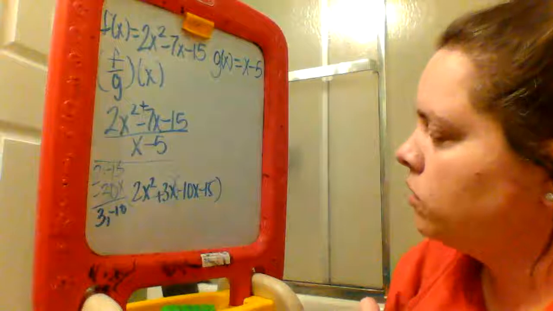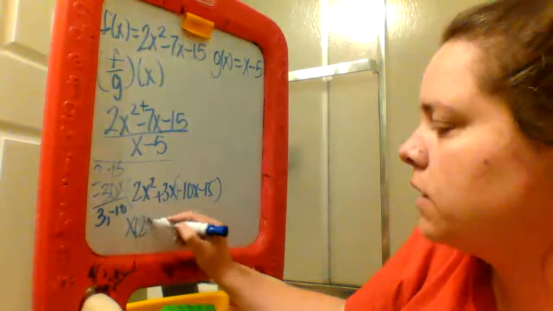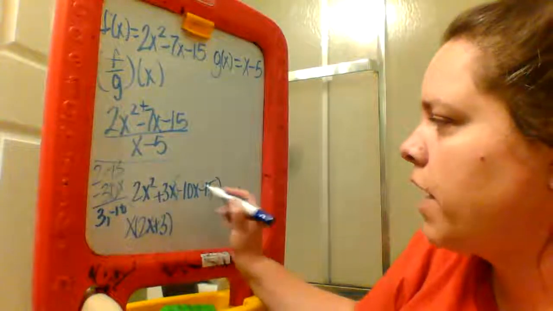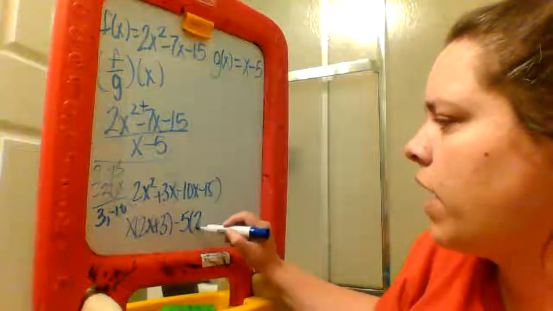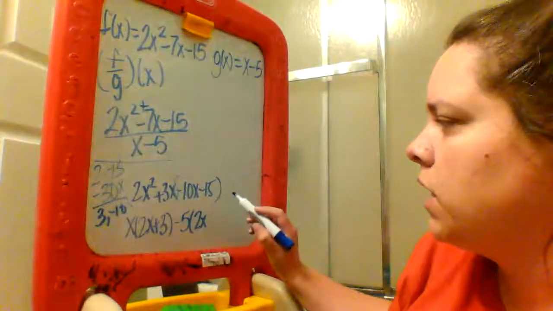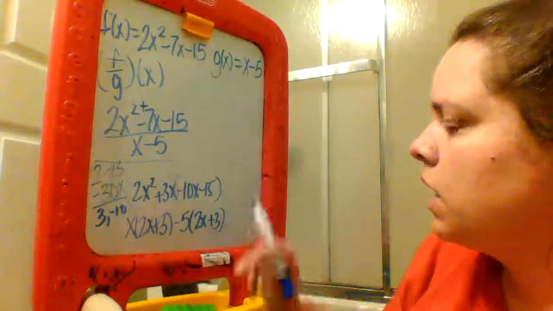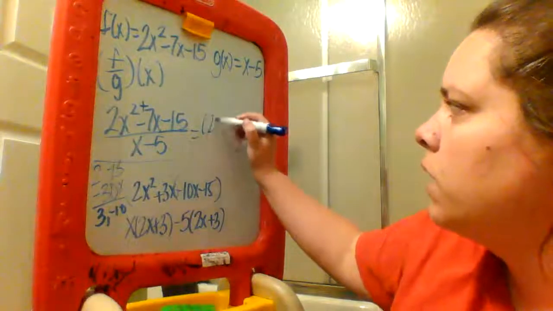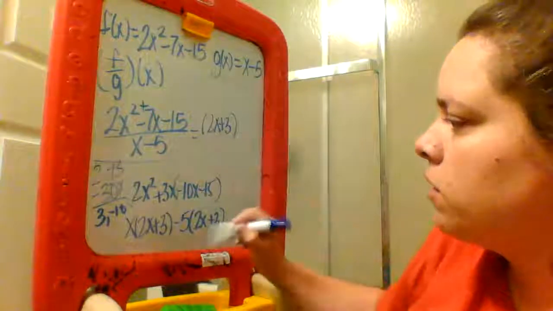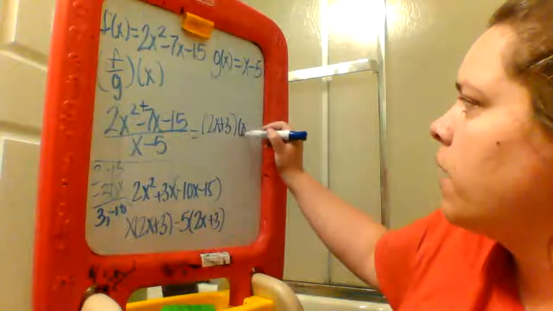So the GCF of 2x squared and 3x is just x. The GCF of negative 10 and negative 15 is negative 5. Negative 10 divided by negative 5 is 2. Negative 15 divided by negative 5 is 3. So I know I did it right when my parentheses are the same. So the same becomes 1. 2x plus 3, and x minus 5 becomes my other one.